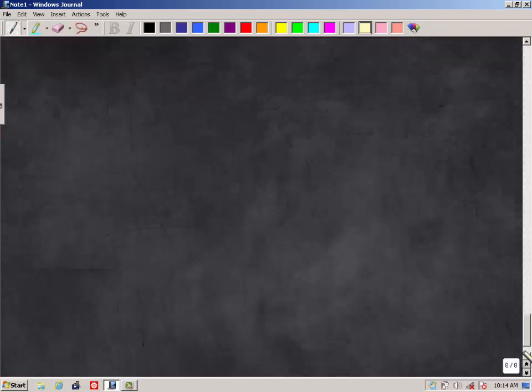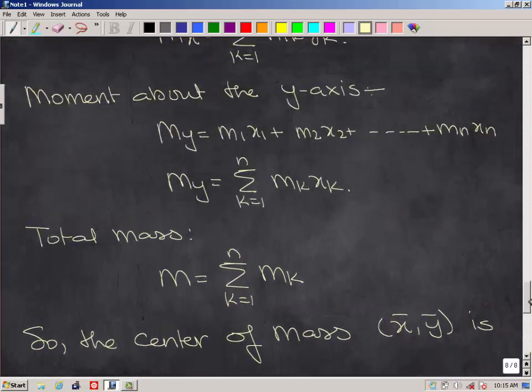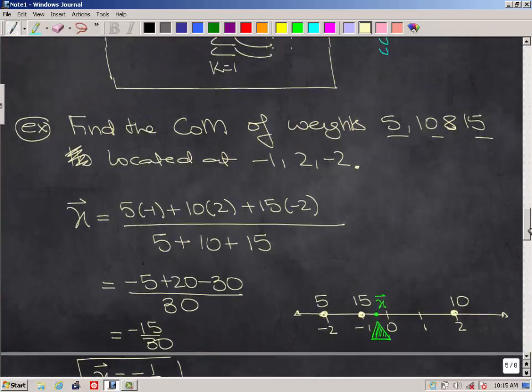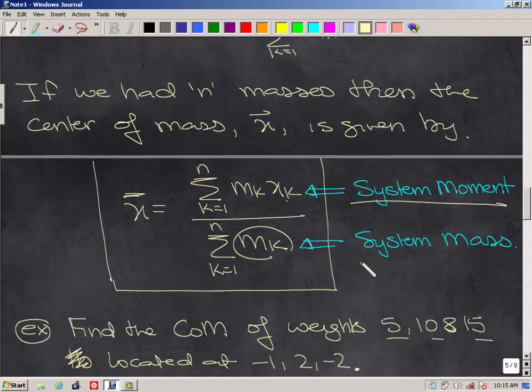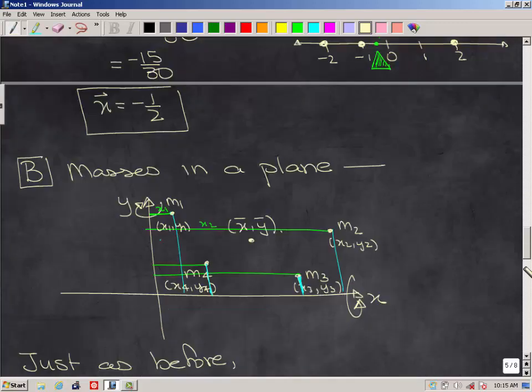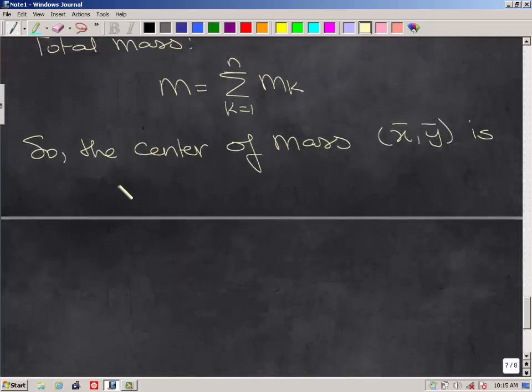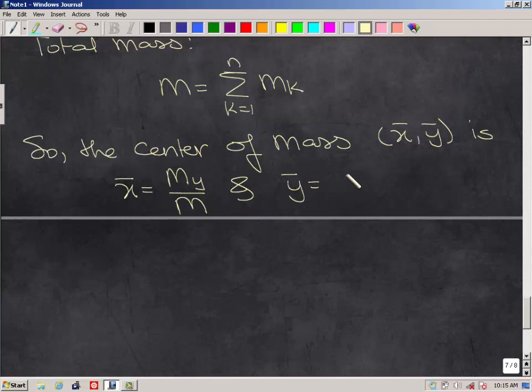Just like before, what was the formula for center of mass? Well, you took the system moment and divided it by the system mass. But now we have two moments: the moment about the x-axis and the moment about the y-axis. To find the x value of the center of mass, please pay attention. It is not M sub x. It's tempting because we're finding the x value, but it's actually M sub y over M, and y bar is M sub x over M. So that is the difference, so please pay attention to those formulas.